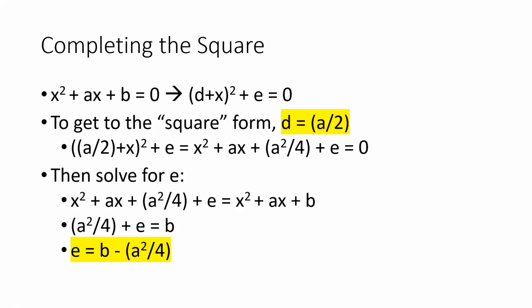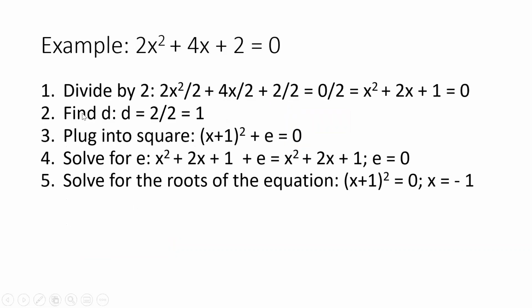Okay, so now I'll give you guys an example. The example is 2x squared plus 4x plus 2 is equal to 0. So everything is equal to 0, so that's good. But now we need to divide by 2 to get rid of this coefficient in front of the x squared term. So we get x squared plus 2x plus 1 is equal to 0.